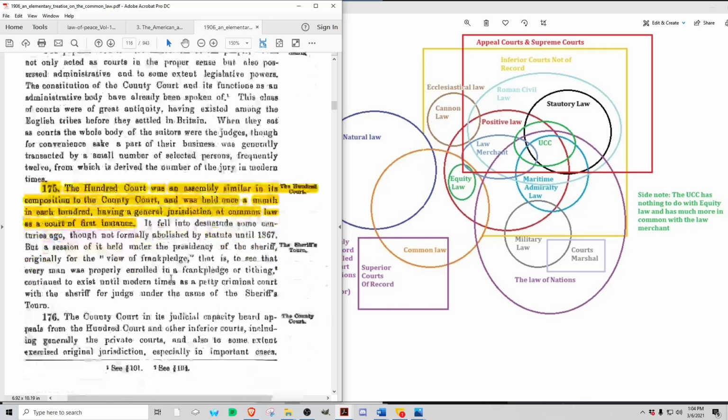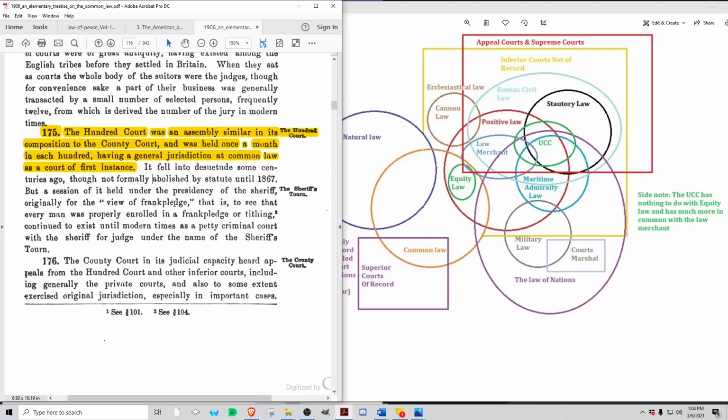So now the 100 Court. The 100 Court was an assembly similar in its composition to the county court. It was held once a month in each 100. Now, what is 100? Let's see if I can describe this. 100 is a description of basically the area of 100 families. It was a way of dividing up counties, not unlike the idea of a shire, and later what became the idea of a township. Okay, so 100 is just a type of division of a county.